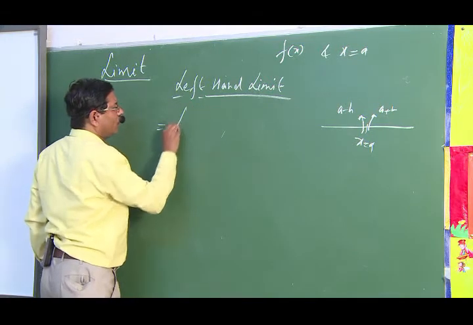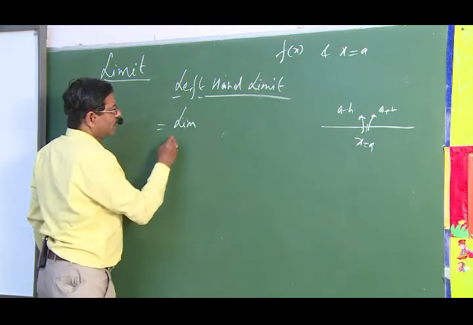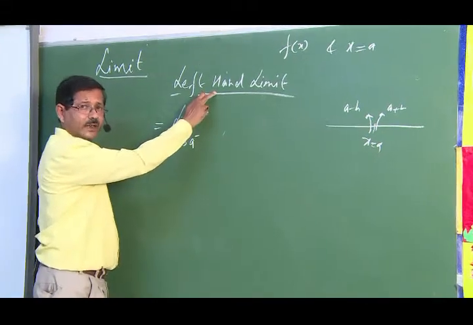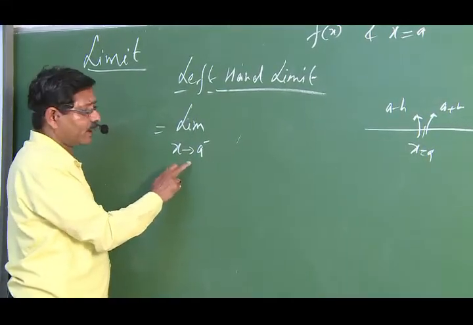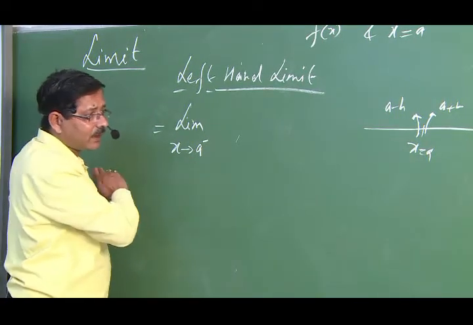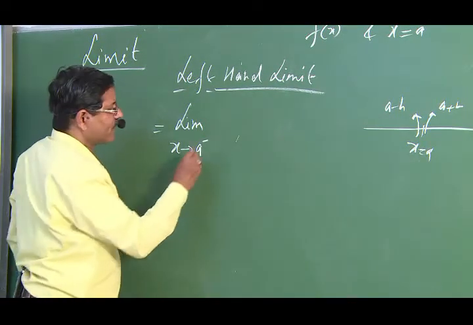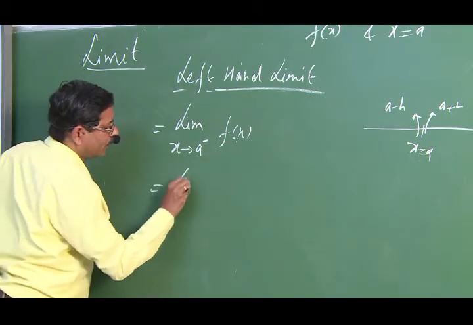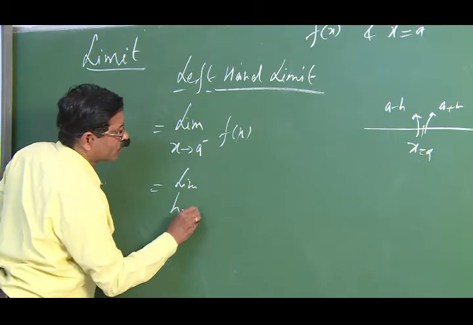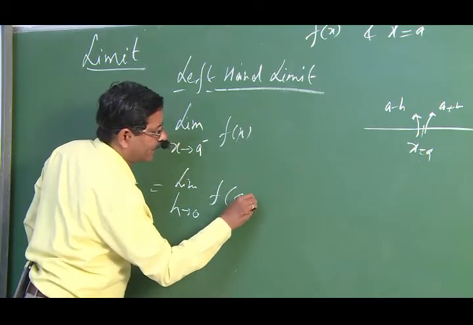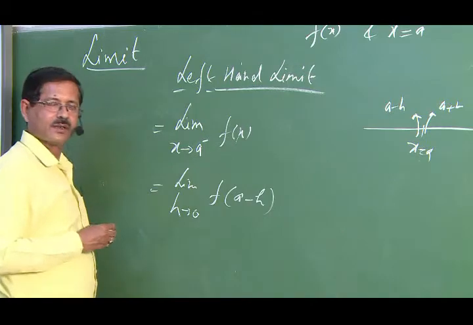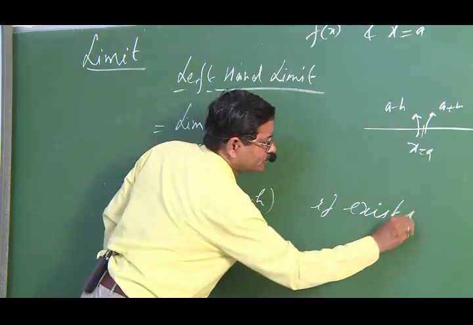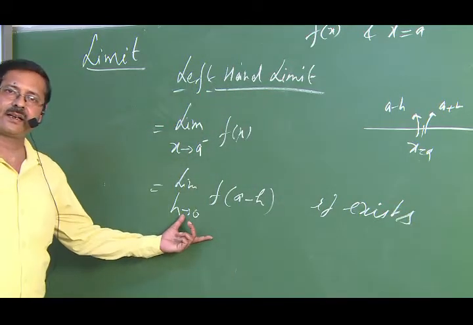limit x tends to a minus f(x). This is the symbol of left hand limit at point a. Here you approach from the left hand side of a. This is also equal to limit h tends to 0 of f(a minus h). This, if it exists, is called the left hand limit.